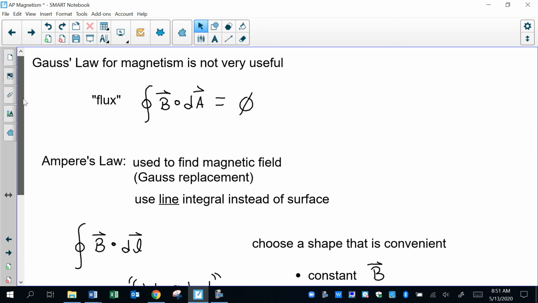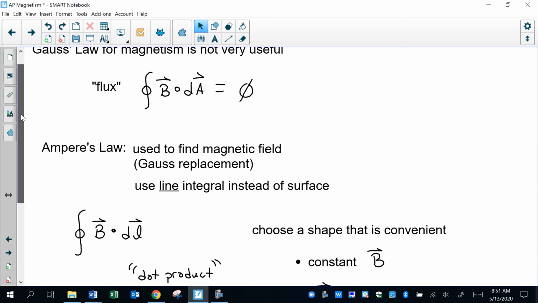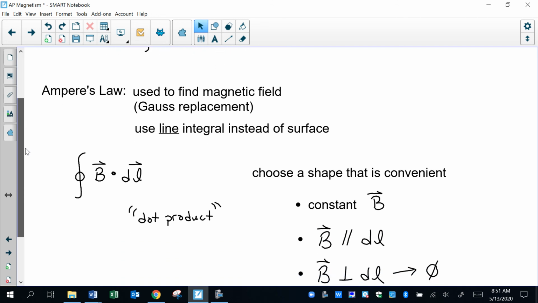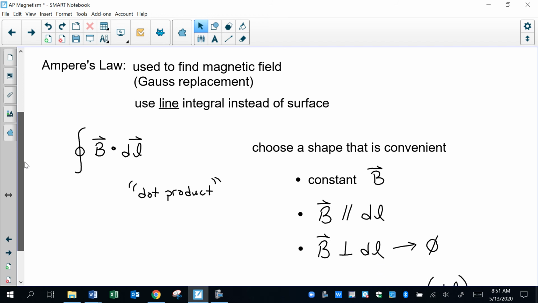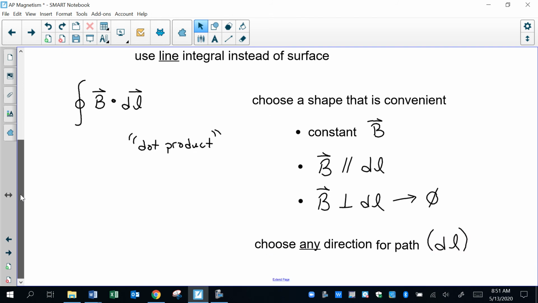Technically, this is Gauss's law up here. We can't do anything with it, but the way we use Gauss's law for electricity, we're doing the same thing here for magnetism. We're using a line instead of a surface. So you get to decide what the line looks like, just like you got to decide what the surface looked like. You're going to want one that has a constant magnetic field along the line.